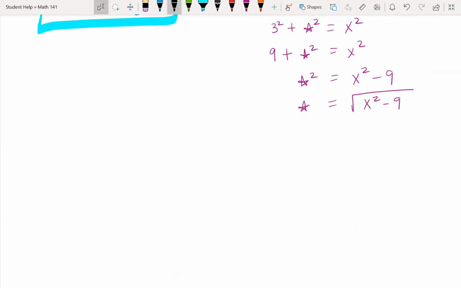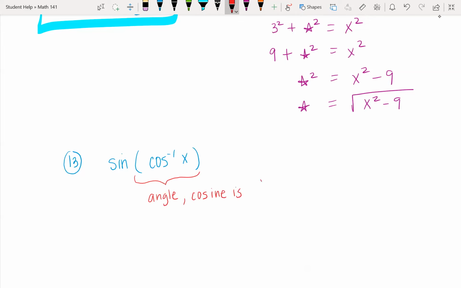All right, final problem for this section, number 13. We're being asked to find the sine of cosine inverse of x. What's given to us in this first set of parentheses is an angle. We don't know what the angle is, but we know that the cosine of that angle is x, or x over 1.